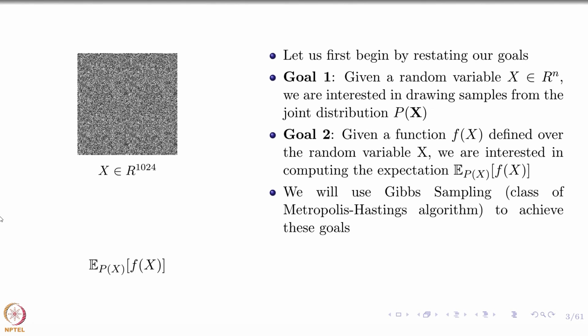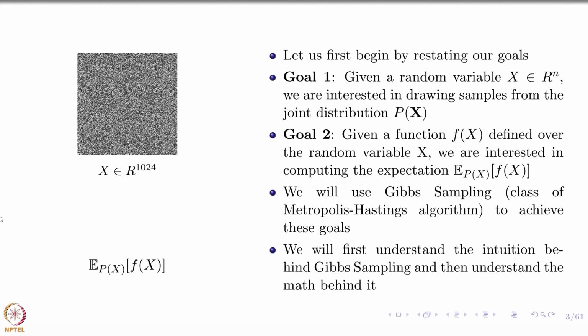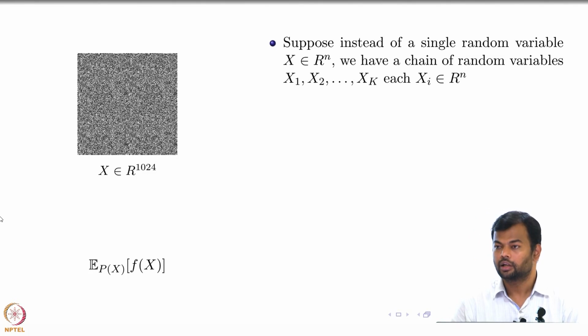And now what we're going to use is Gibbs sampling, which is a class of Metropolis-Hastings algorithm. I don't know why you would care about that, but it's a class of some famous algorithms, and we'll use that to achieve these goals. So first, we'll understand the intuition behind this, and then get into the math behind it. Okay.